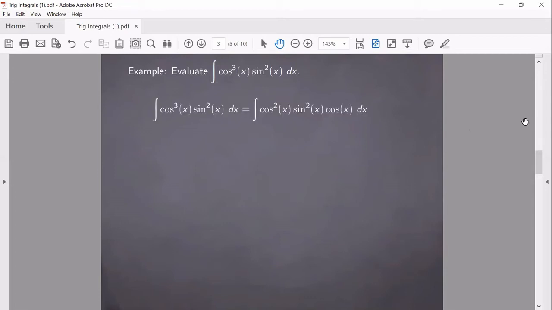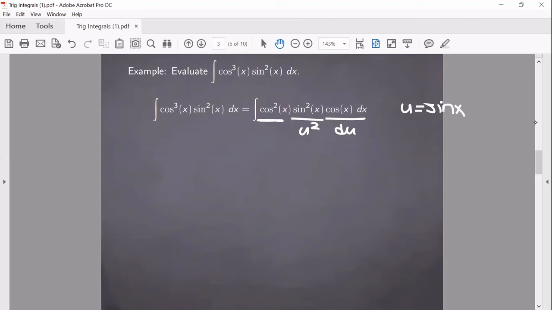Now what I'm going to do is a u-substitution where this part is my du. So if cosine of x dx is du, that would mean my u should be sine of x. So if I do a u-substitution, I'll be able to substitute cosine x dx with du. Sine squared will become u squared, and then I just have to figure out how I'm going to substitute cosine squared in terms of u.